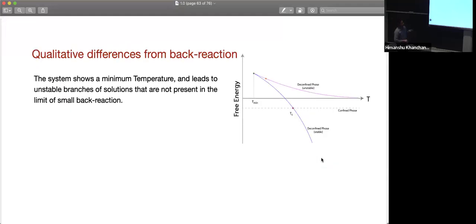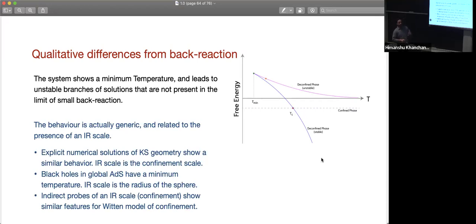So there are qualitative differences. Now let's take a step back with all the things that we have learned so far. There are qualitative differences that are coming from the back reaction. The system shows a minimum temperature and leads to unstable branches. Now this instability is twofold. One is that it is thermodynamically unstable, which is the statement that, so this is a cartoon of the thing that we calculated, this thing always has higher free energy than this thing. The other is a local instability because the speed of sound is becoming imaginary. That usually means there is some tachyonic thing that is going to appear in this plasma at some point.